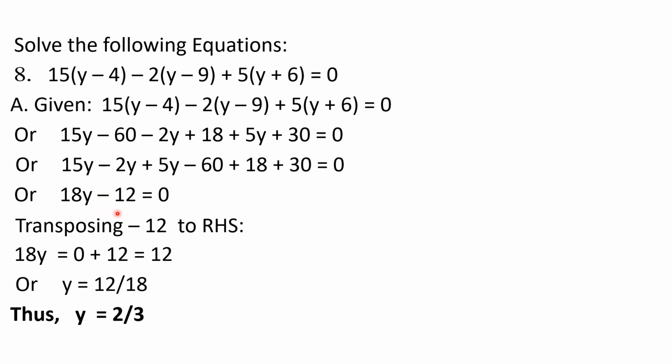So we transpose the constant term minus 12 to the right hand side. Transposing minus 12 to the right hand side, it becomes plus. So 18y is equal to 0 plus 12, and 0 plus 12 is 12. So y is equal to 12 upon 18. 6 is the common factor between the numerator and the denominator. 6 twos are 12, 6 threes are 18. So y is equal to 2 upon 3. Next question.